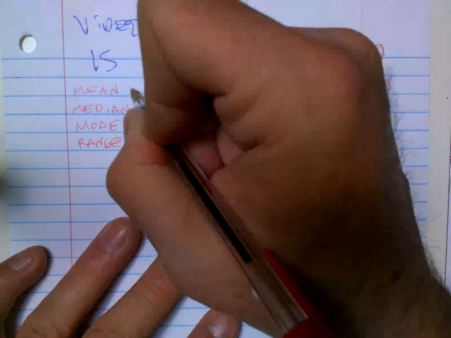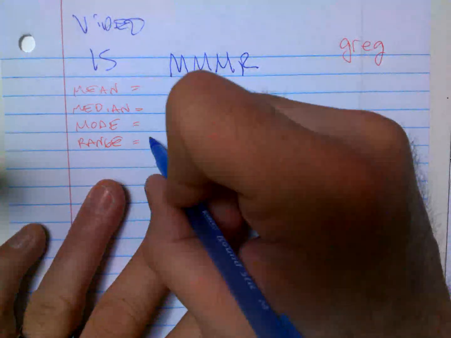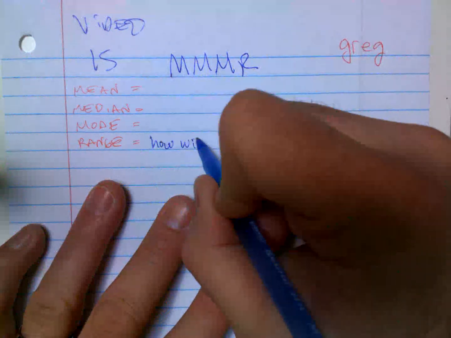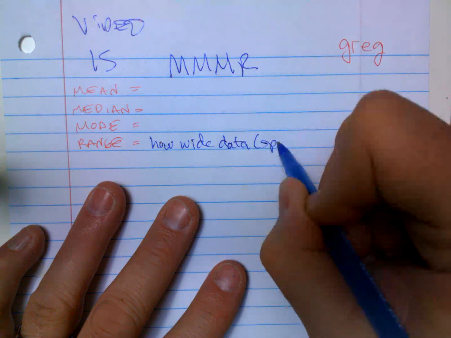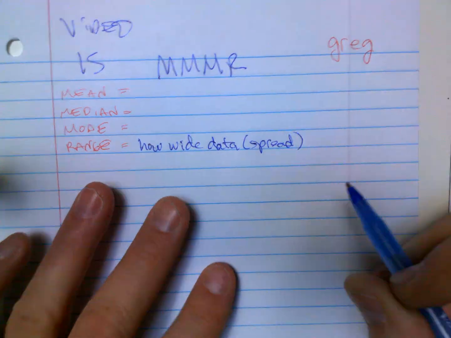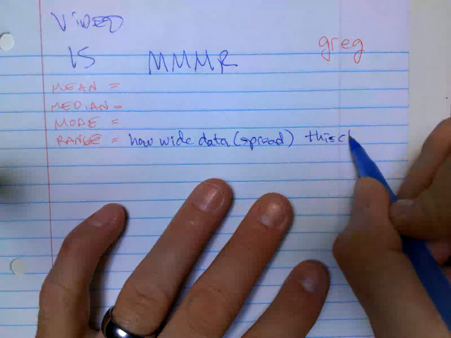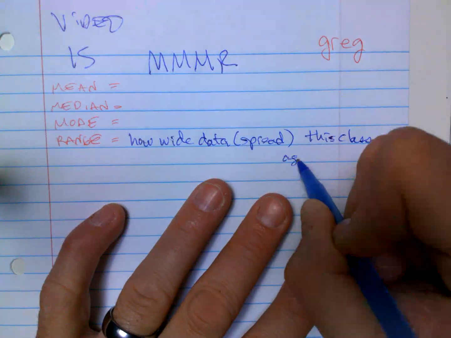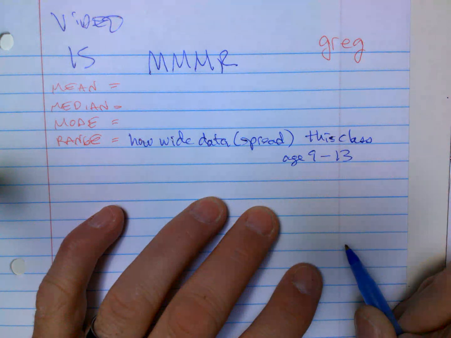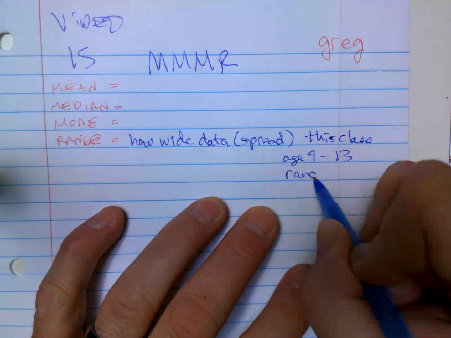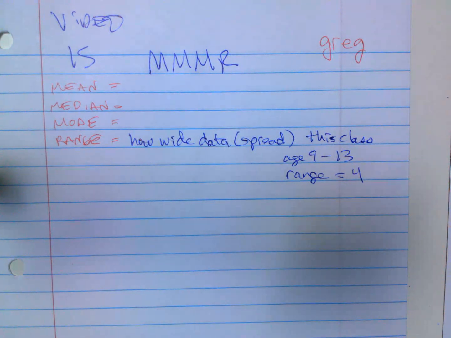Okay, let's just talk about what they are, though, real quick. Range is just how wide or spread out the data is. So if it was this class, the ages are 9 to 13. So the range equals 4. There's a 4-year difference between everybody, okay?